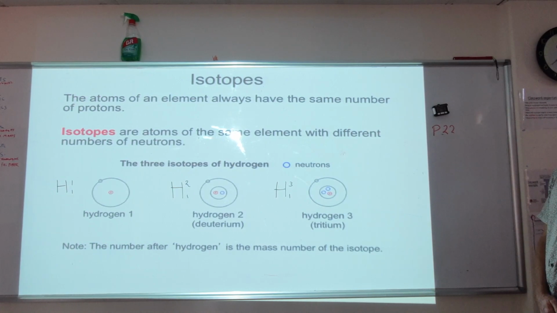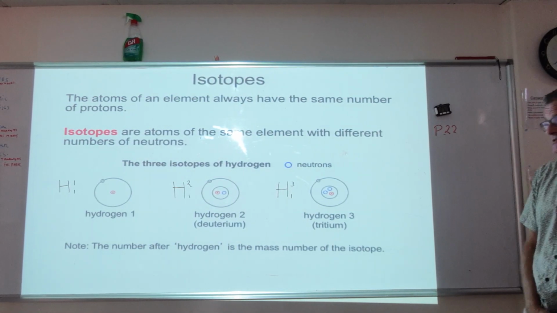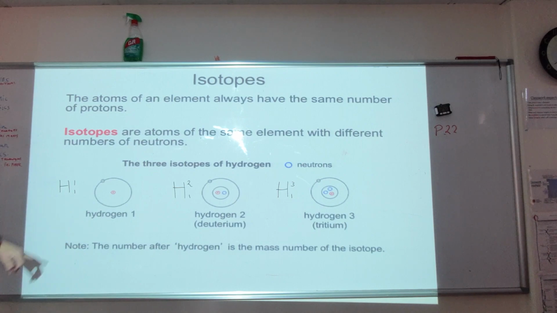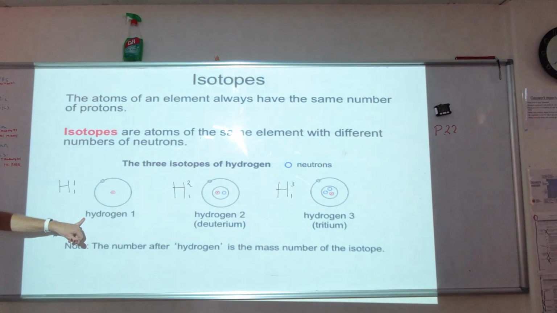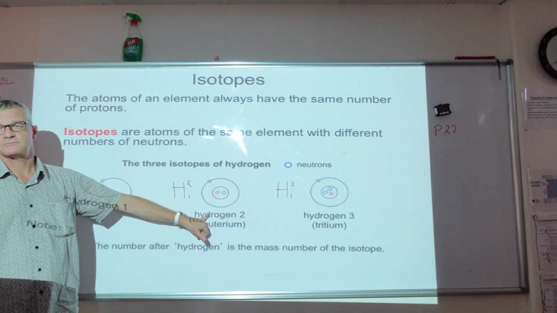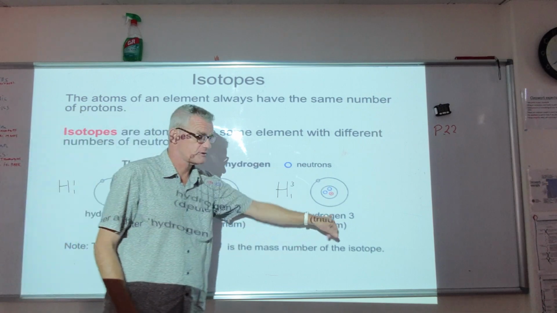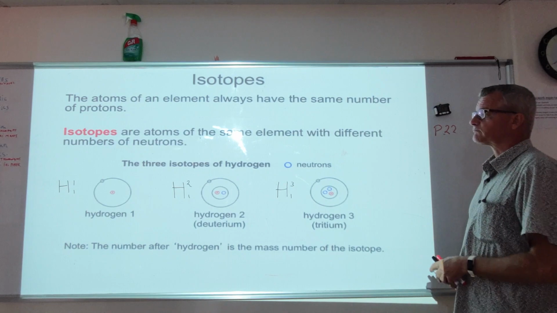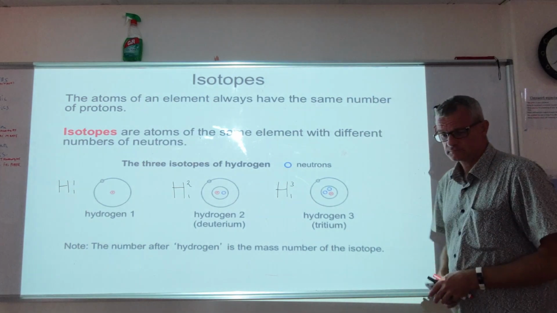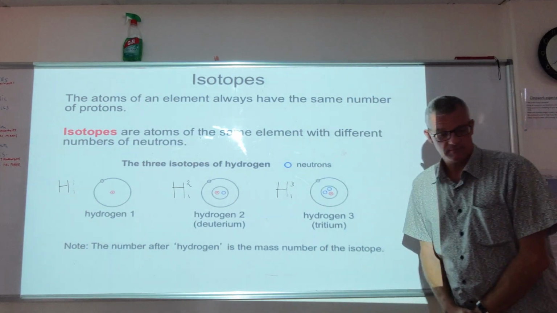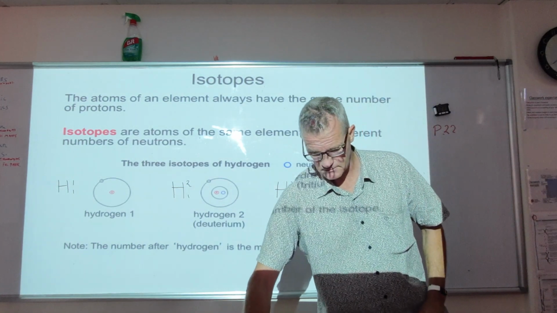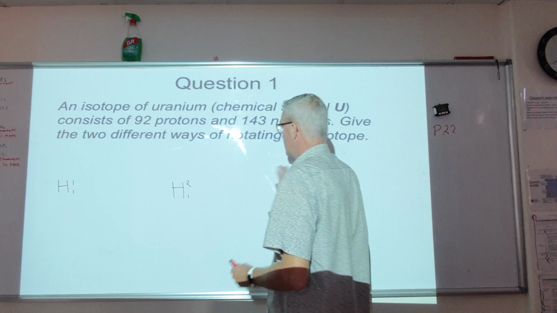So, when we want to describe the 3 isotopes, we may say hydrogen 1, hydrogen 2, and hydrogen 3. Okay? Make a note of that, pause the video, and then we move on. Alright, now I have a question.